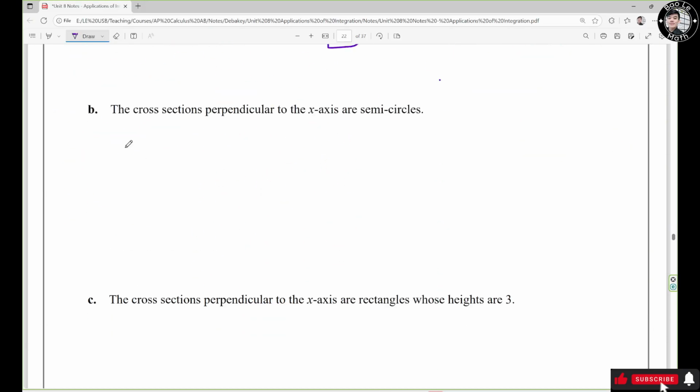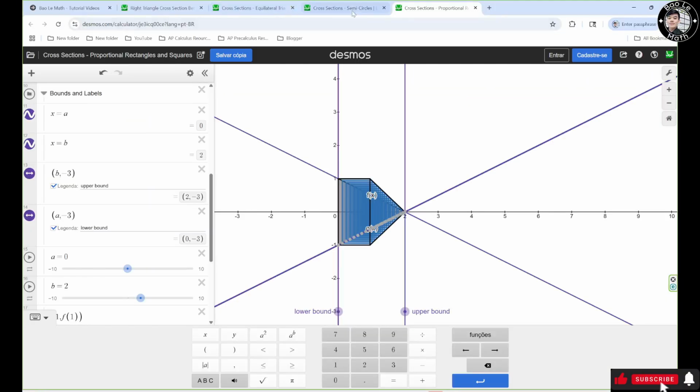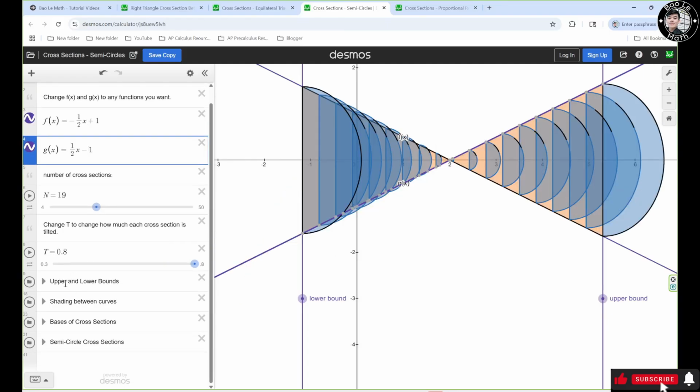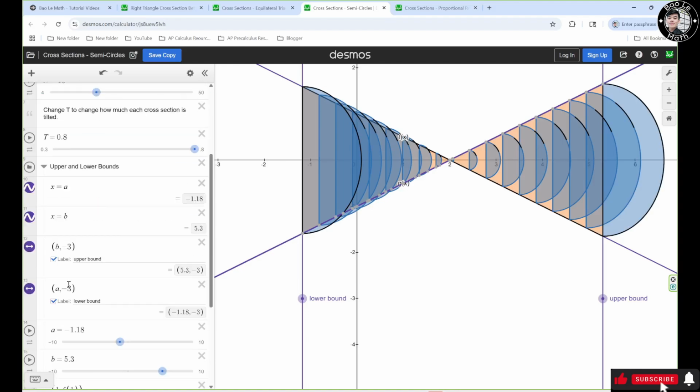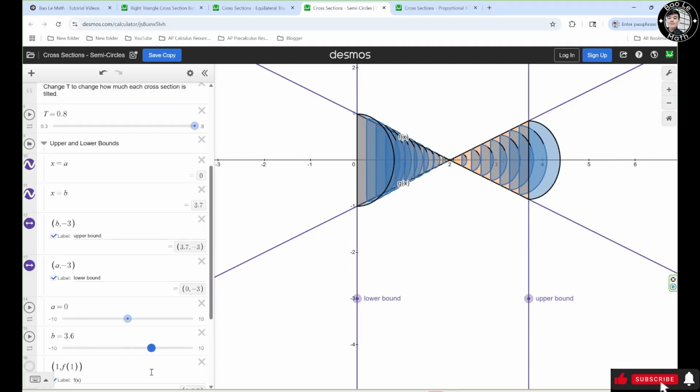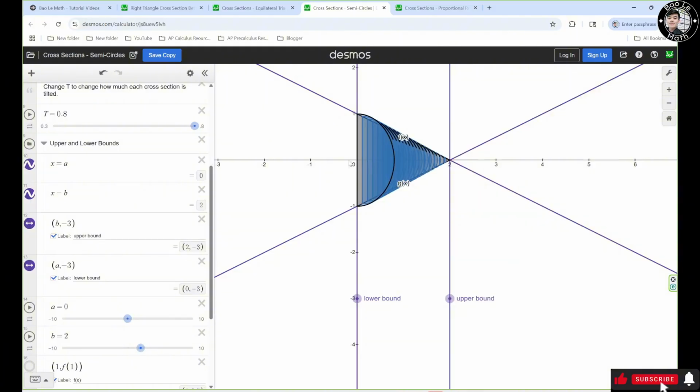Now let's move on to the next one. The cross sections perpendicular to the x-axis are semicircles. Alright, so I'm going to use decimals. The semicircle should be right here. Alright, so I change the function right here. Now don't forget to change the upper bound and lower bound right here. Right, s for a, s for b. A equals 0, right? And b equals 2. Alright, so it can be right here.